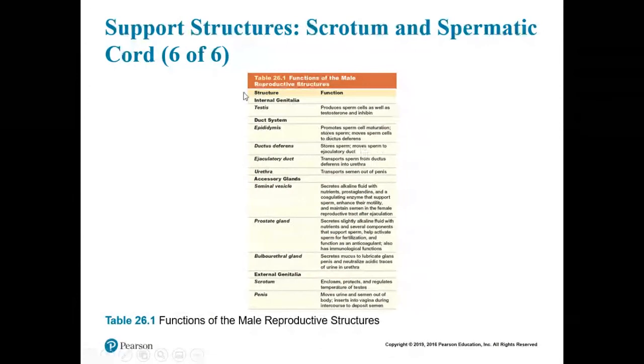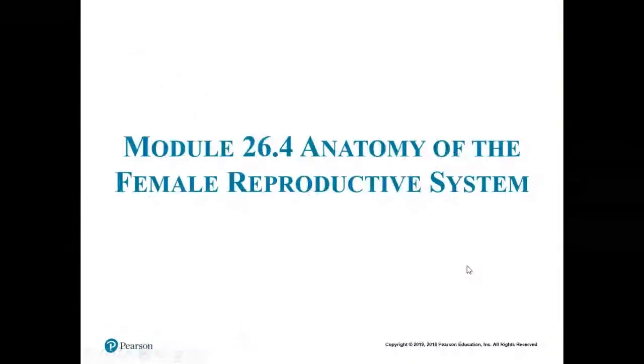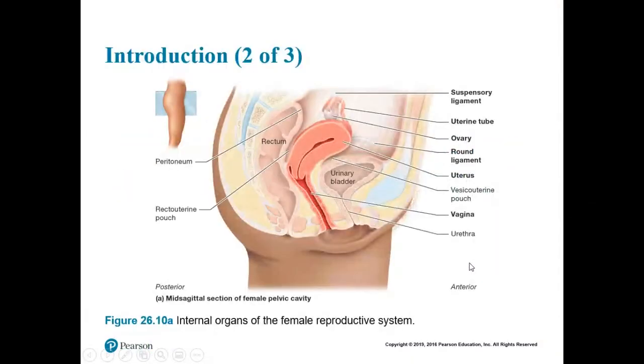All right, and you can read this on your own later. That's a summary of the parts. We'll talk about physiology next time. Let's go into anatomy of the female. So again, external, internal anatomy. Externally, we call it the vulvar region. I'll get to it in a bit.